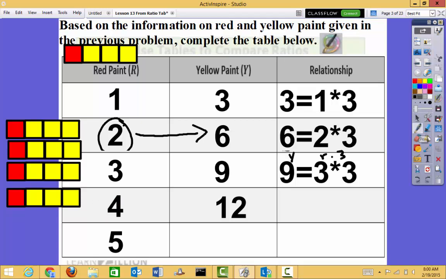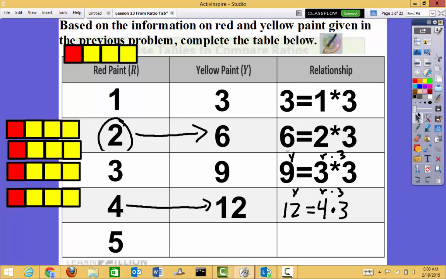Now let's look at the relationship. How did I get from this number to here? Well, I see that it is red times 3. I see that right up here. But I know what red is. They're telling me red is 4. So it's 4 times 3 equals what? Well, 4 times 3 equals 12. And if I check in my yellow column, that's what I should have for my answer. So I know I'm on the right track.